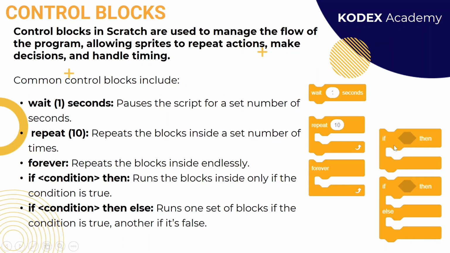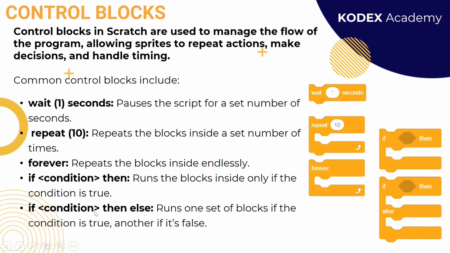Suppose you are making a game and you set that when the score is 50, then only you will win the game. And if the score has not reached 50, you will lose the game. So there is a condition here. When the score reaches 50, the condition will be true and then only it shows you win. So this is based on the condition. This block will work on the basis of the condition.